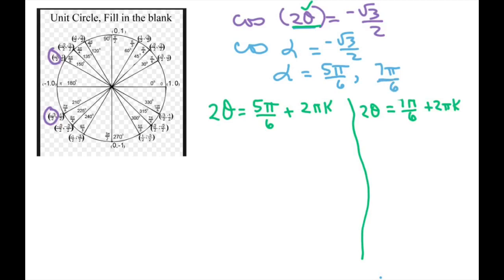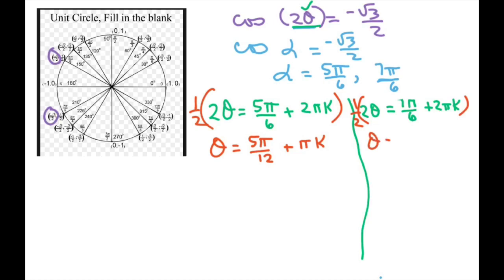All you do is multiply through by 1/2. So when you multiply everything through by 1/2, you get theta equals 5 pi over 12 plus pi k. And this one's going to be theta equals 7 pi over 12 plus pi k.